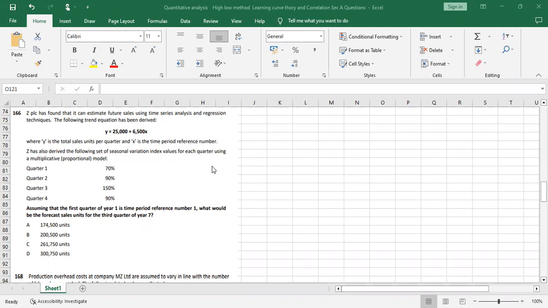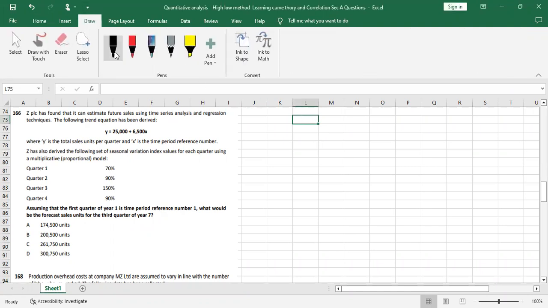So the next question is 166. It is relevant to the forecasting of sales. Here we will use an equation which is called y is equal to a plus bx. First of all, you need to understand this equation, y is equal to a plus bx.